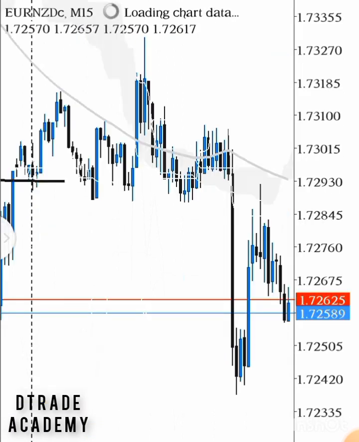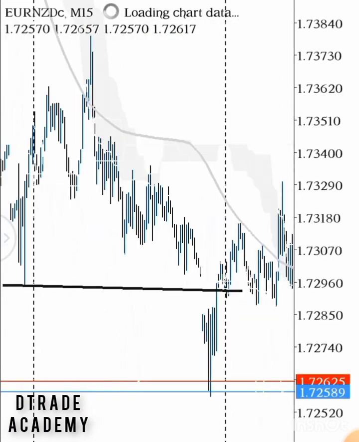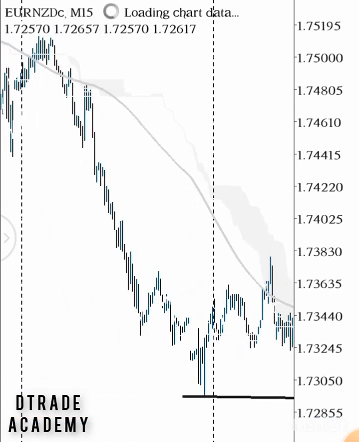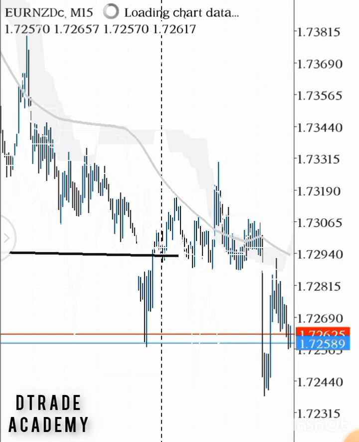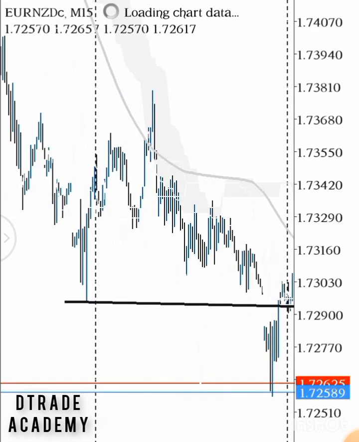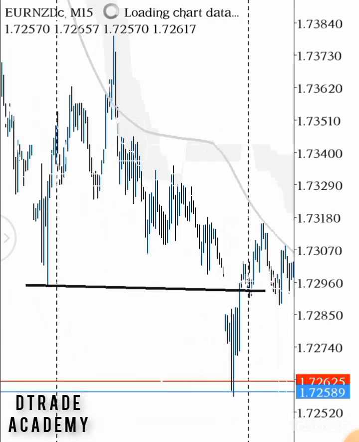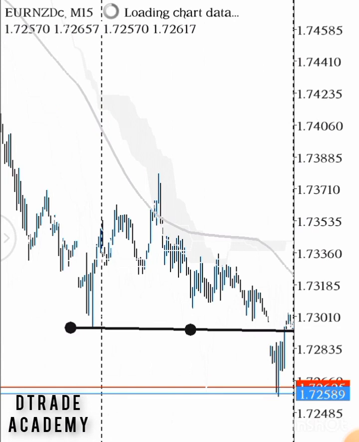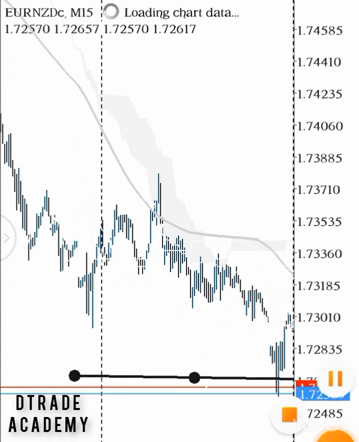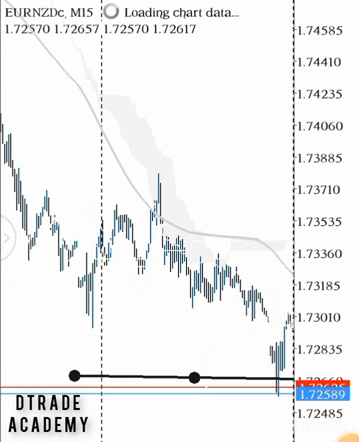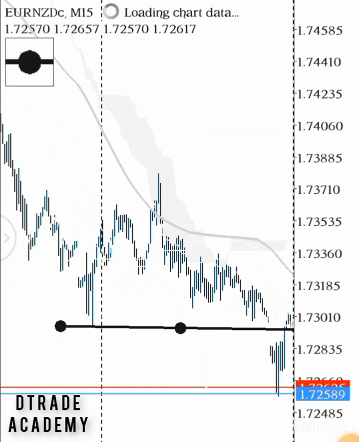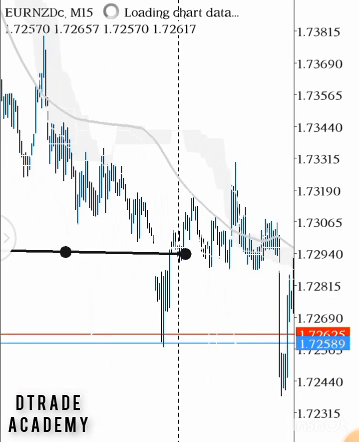Now let's do the same thing on Euro NZD. Now before you analyze any pair, look at the chart. What do you see? We see markets pushing or breaking structure to the downside. So now let me use this as my last low. I will mark my last low and wait for a break of structure. We can see that that last low was broken from here.